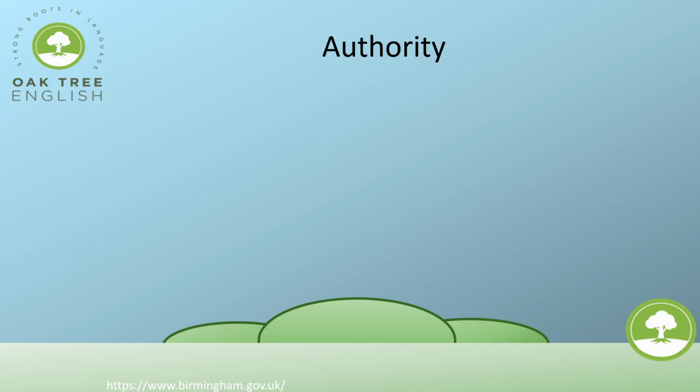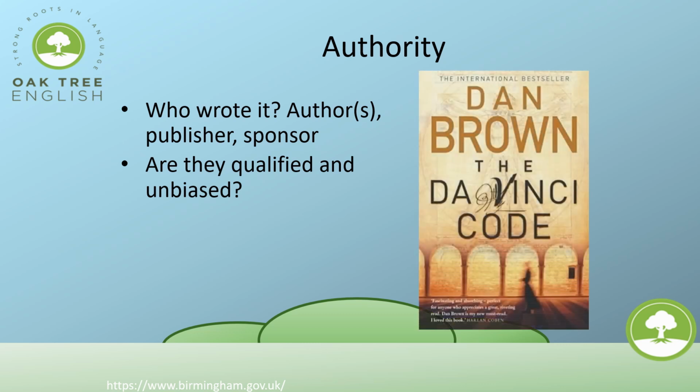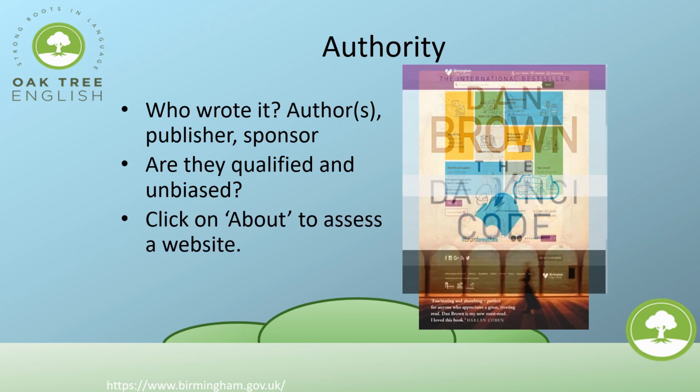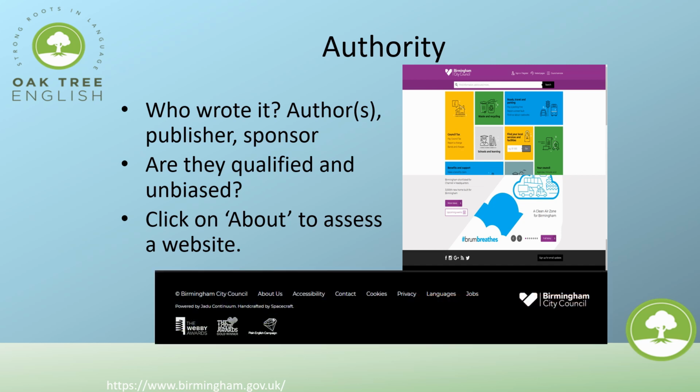Authority considers the reliability of the authors, publishers, and sponsors. What else have they written? Are they qualified? What is their bias? We all have one. For example, if you want to know about the Council of Nicaea, ask a historian, not Dan Brown. In the case of a website, such as this one from Birmingham City Council, information about the publisher can be found under the About link.